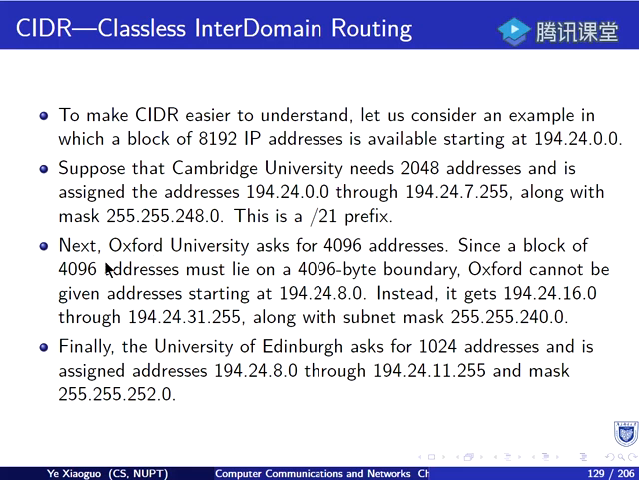Next, Oxford University asks for 4,096 addresses, since a block of 4,000 addresses must lie on a 4,096 byte boundary. Oxford cannot be given an address starting at .8.0. Instead, it gets this one along with the subnet mask. Finally, the University of Edinburgh asked for 1,000 addresses and is assigned this.